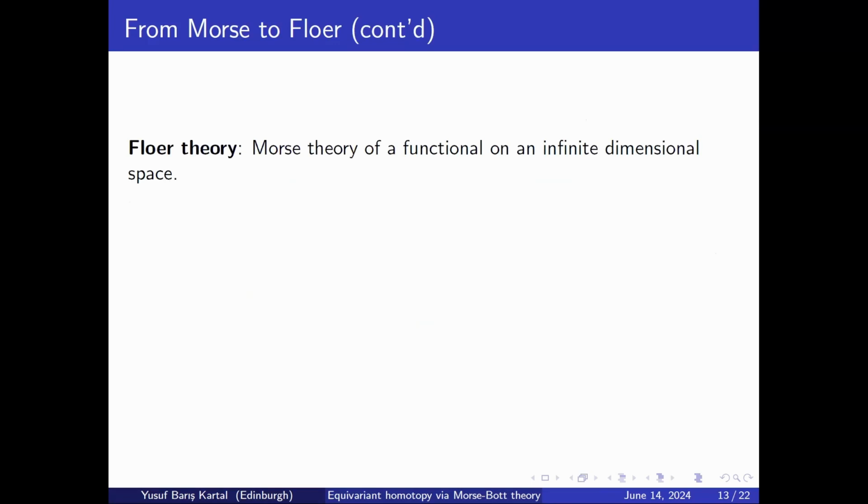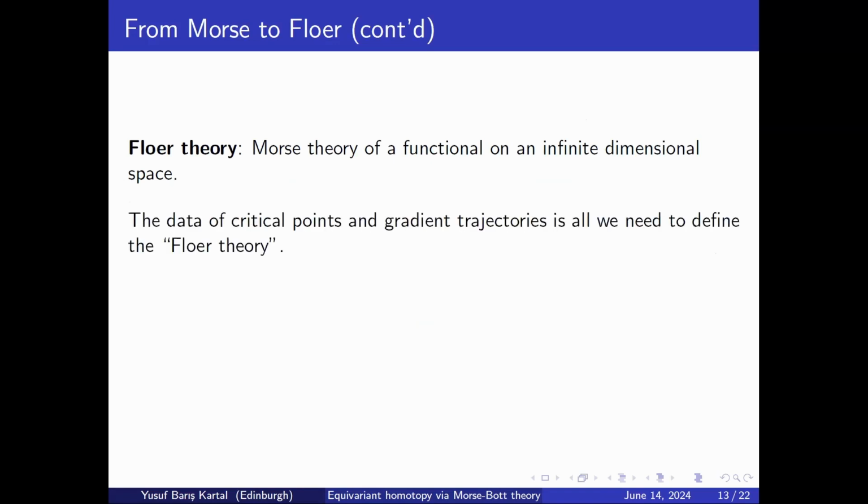And so, okay, again, as Dai mentioned, there's an action functional on an infinite dimensional space, and Floer homology is the Morse homology on this thing. Okay, so Floer theory is Morse theory in infinite dimensions. So the data of critical points and gradient trajectories is actually all you need to define Floer theory.